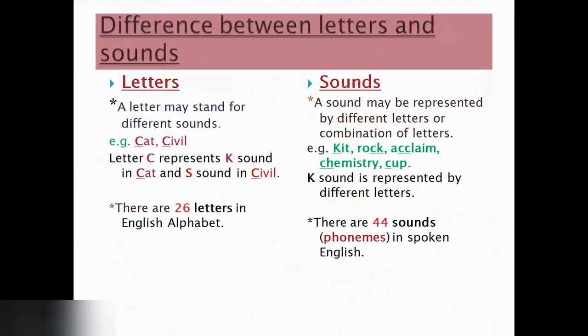So let's see the difference between letters and sounds. As you all know, there are 26 letters in the English alphabet, A to Z. But there are 44 sounds in spoken English. Yes, there are 44 sounds, and the sounds are represented by these 26 letters. So the number of sounds is much larger than the number of letters. And these sounds are represented by these letters only. Sounds are also known as phonemes, and I'll be telling about these sounds later on.